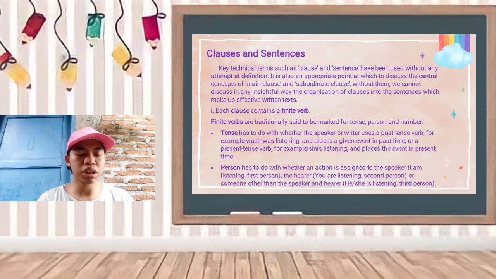Finite verbs are traditionally said to be marked for tense, person, and number. Tense has to do with whether the speaker or writer uses a past tense verb. For example, was listening places the event in past time, or a present tense verb. For example, is listening places the event in present time.